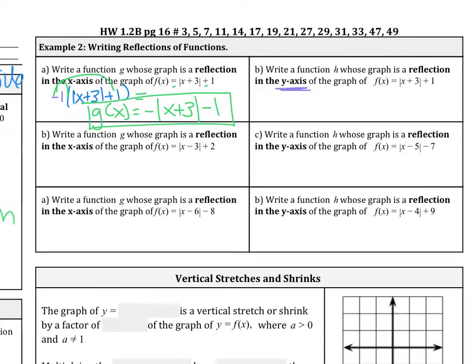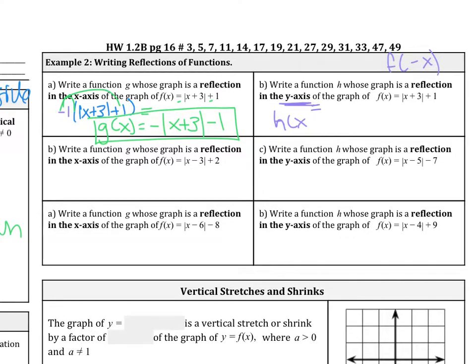So the y-axis, you remember, you're just changing what's inside with that x. So quickly, to do this is actually pretty fast. So our h of x is going to be the absolute value of negative x plus 3 plus 1. So the only thing that changed is I added a negative to the inside. That's it. So that is in the y-axis.